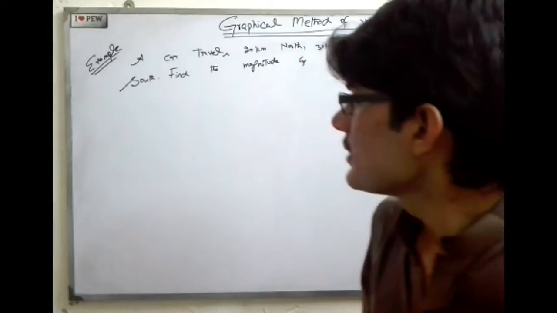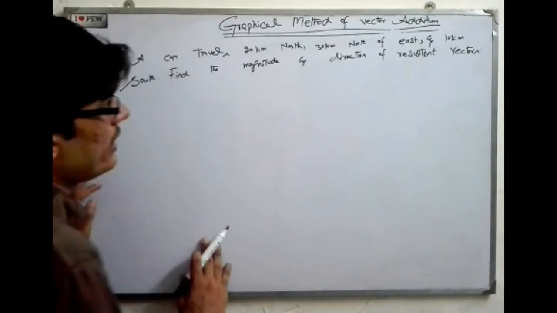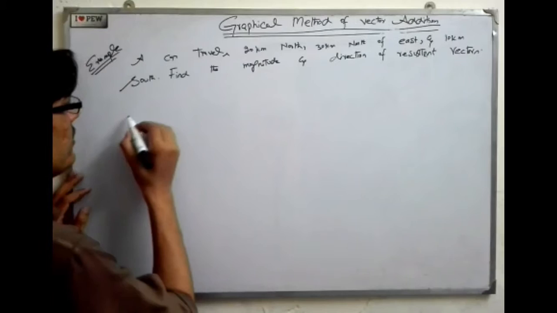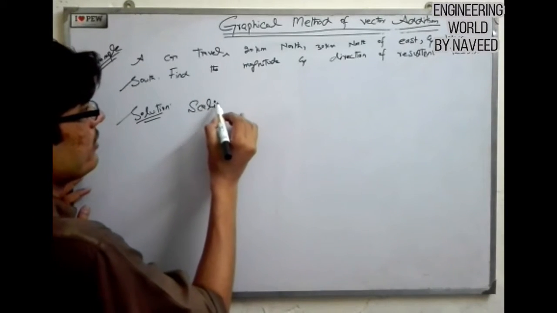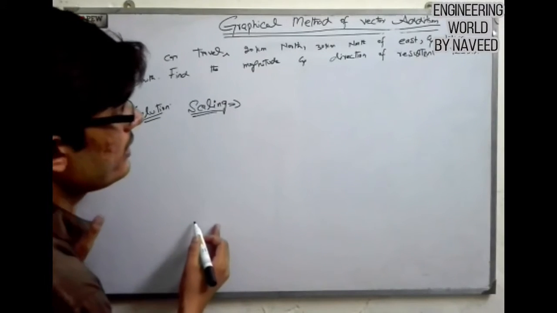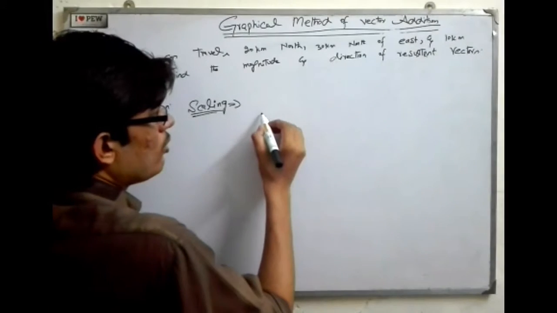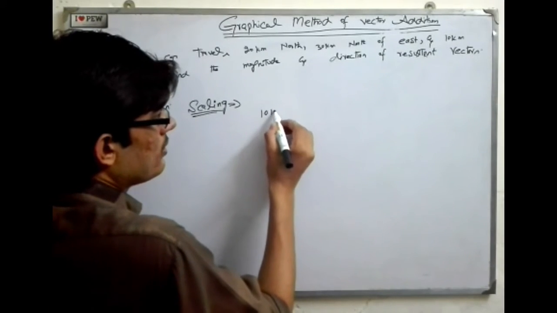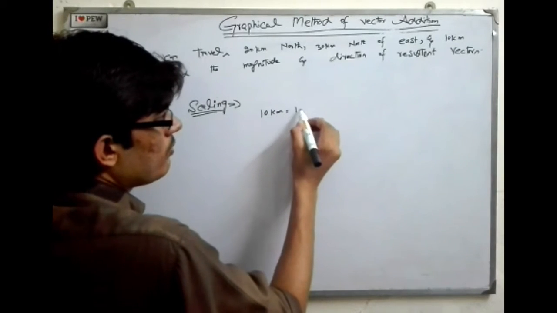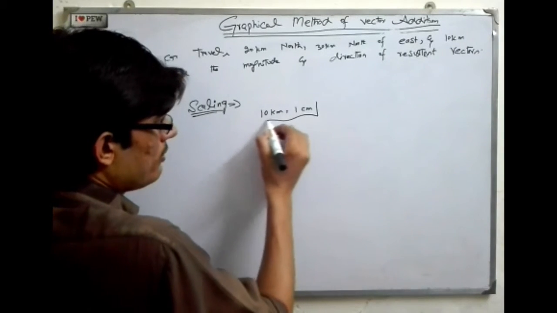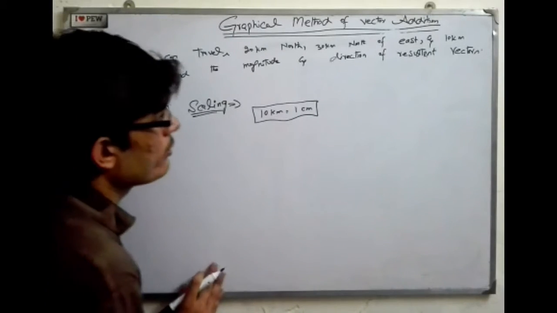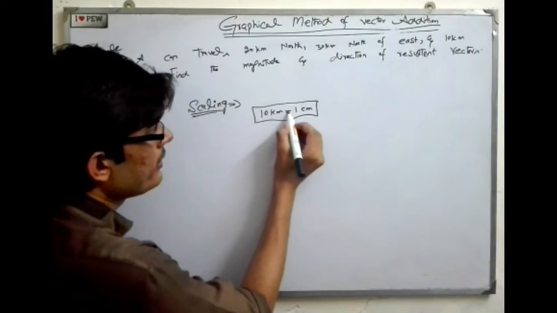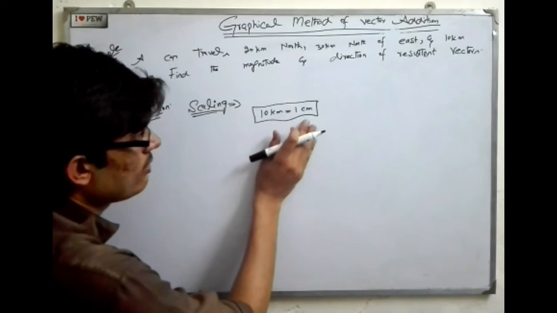As I discussed there, first you do the scaling. So first we do the scaling. We say that, let's say, 10 kilometer is equal to 1 centimeter. So remember this scale. You also use this equation at the end. So 10 kilometer is equal to 1 centimeter.